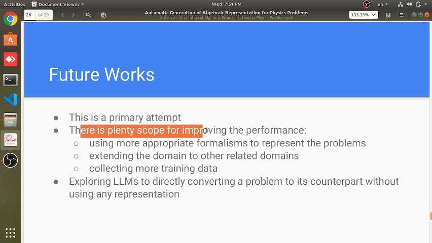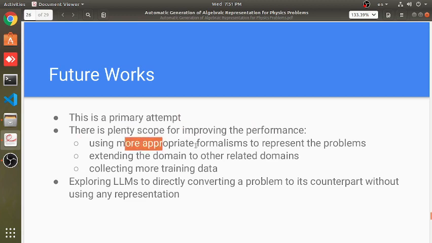From these findings, what we can conclude is that this is a preliminary attempt. There is plenty of scope for improving the performance using more appropriate formalism, extending the domain to other related domains, and collecting more training data. Topics like ChatGPT, language models and attention models can also be explored. We can try to identify whether we can build the application with or without using the algebraic representation.